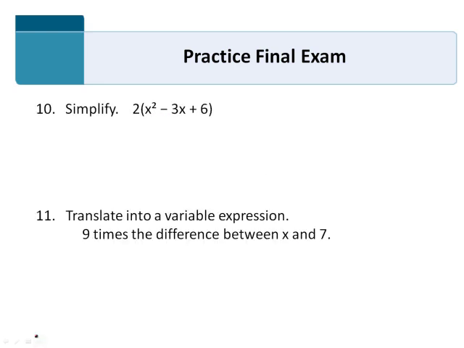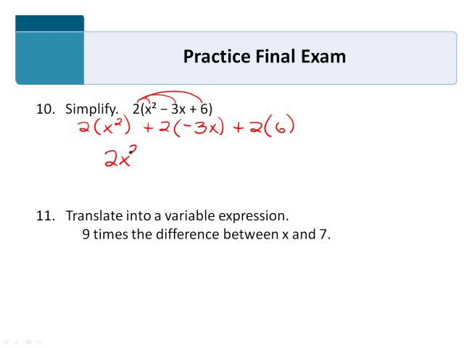Number 10 says to simplify, and we have 2 times x squared minus 3x plus 6. So this is where we have to use our distributive property with the 2. So you're going to multiply 2 times x squared, and then that's a positive 2 times a negative, bring that sign with it, negative 3x, and a positive 2 times positive 6. So 2 times x squared is 2x squared.